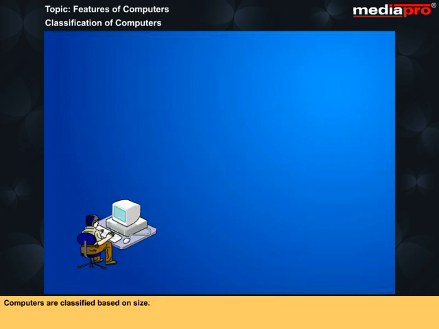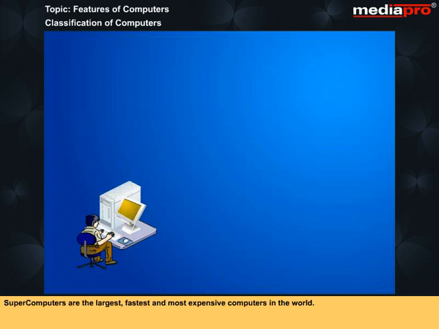Computers are classified based on size. Microcomputers or personal computers are small and general purpose computers. Minicomputers are smaller and costlier than personal computers. Mainframes are large, costly, and have enhanced storage facility. Supercomputers are the largest, fastest, and most expensive computers in the world.